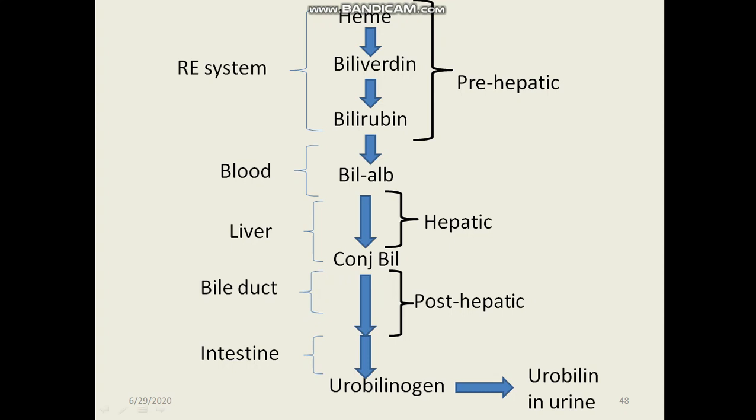In prehepatic jaundice, there is either a defect in conversion of heme to biliverdin or biliverdin to bilirubin. Means if there is a defect in the RE system, then this condition is called prehepatic jaundice. If there is a defect in bilirubin conjugation in the liver, then it is called hepatocellular jaundice. And if there is a defect in the bile duct, it is called post-hepatic jaundice.